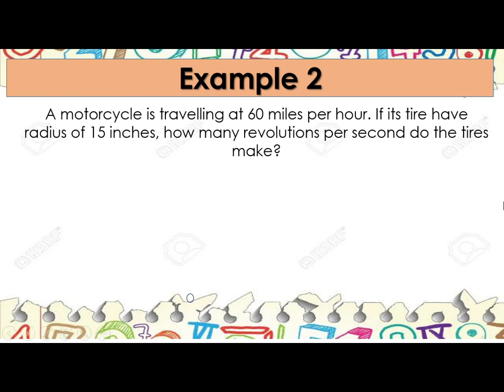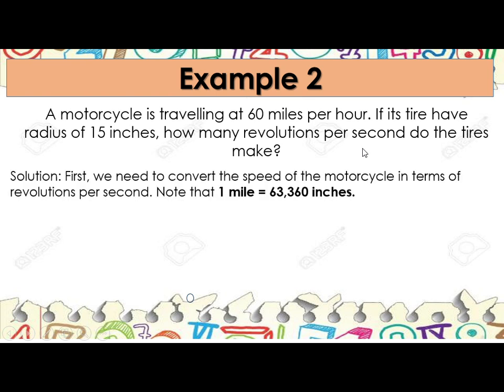We have here the given 60 miles per hour, and we have the radius, which is 15 inches. So all we have to do here is convert first the units. The radius is 15 inches as is, and you have your 60 miles. Let us convert 60 miles into inches since we need to divide that as per the formula, and the hour should be converted into seconds because we are asking for the revolutions per second.